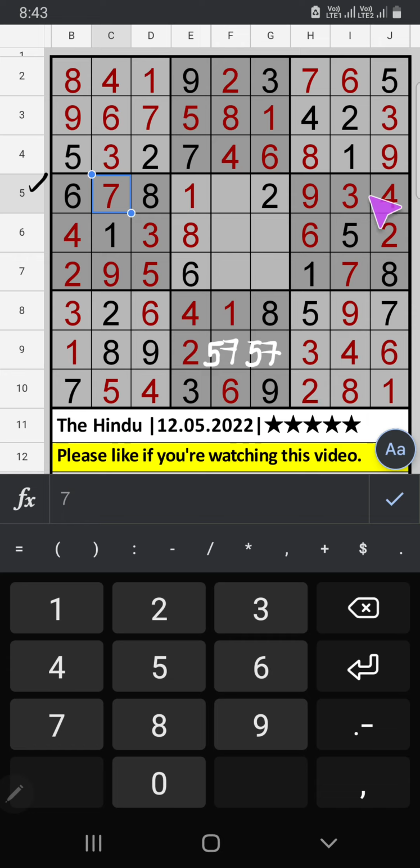Fifth row, only one number is remaining, 5. 5 is confirmed here. Since 5 is here, 5 can come in this cell. 5 is confirmed here, then 7 is here.